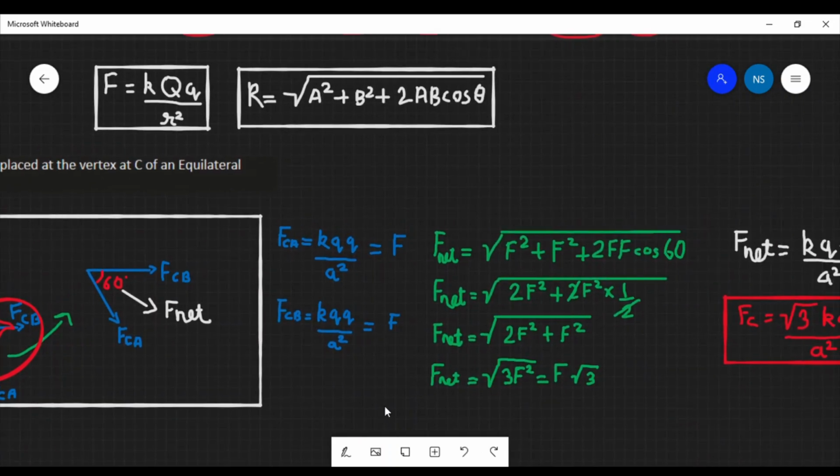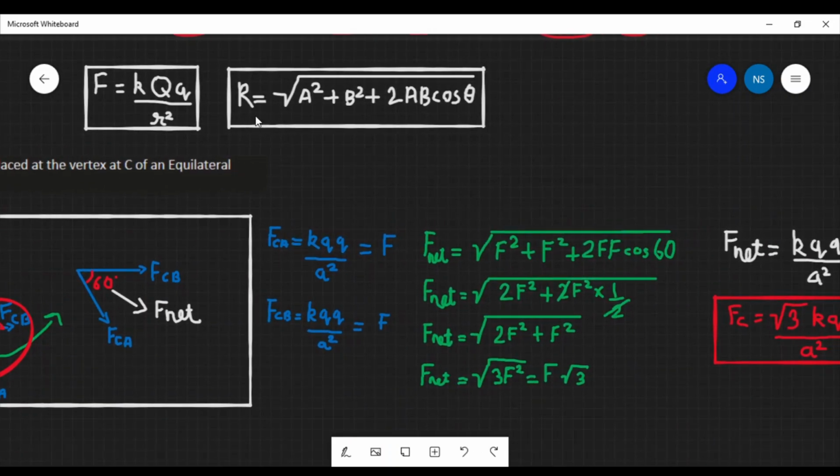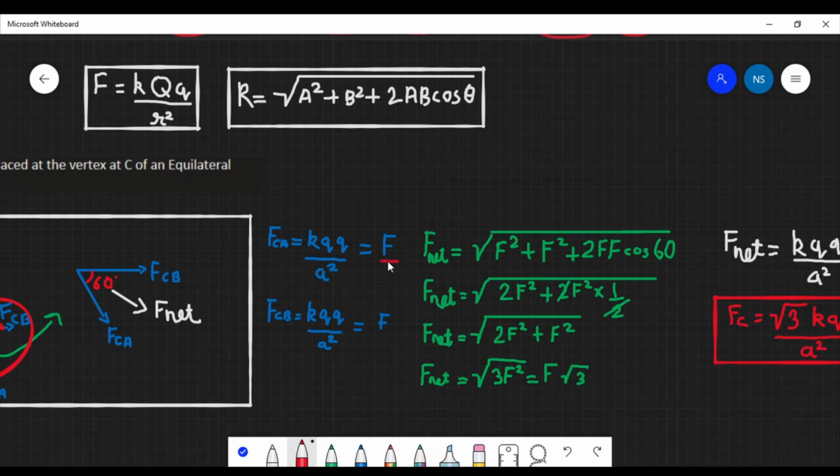So the net force we'll get by this formula, that is resultant, or we'll vector sum it, then we'll get force net is equal to F square. Over here we have taken this F as the first vector, so we get F square plus the second vector is also F, so F square plus here 2AB, where A is also F and B is also F, so we get 2FF and at last cos theta. The angle between these two vectors is 60 degree, so we take cos 60. So cos 60 is 1 by 2.